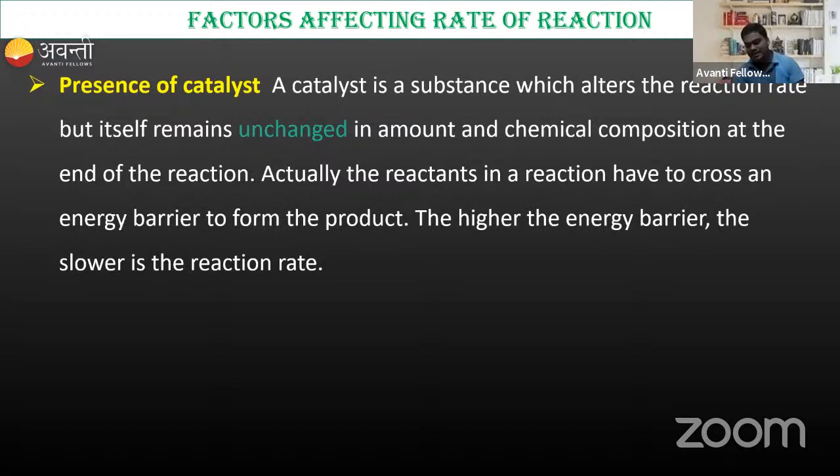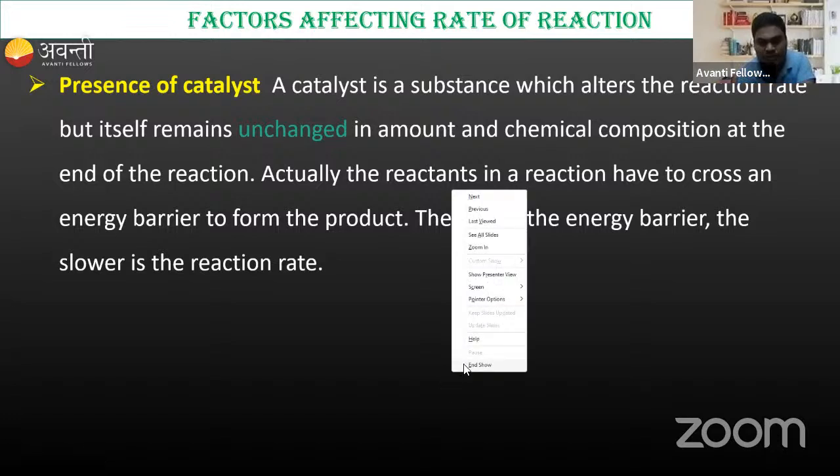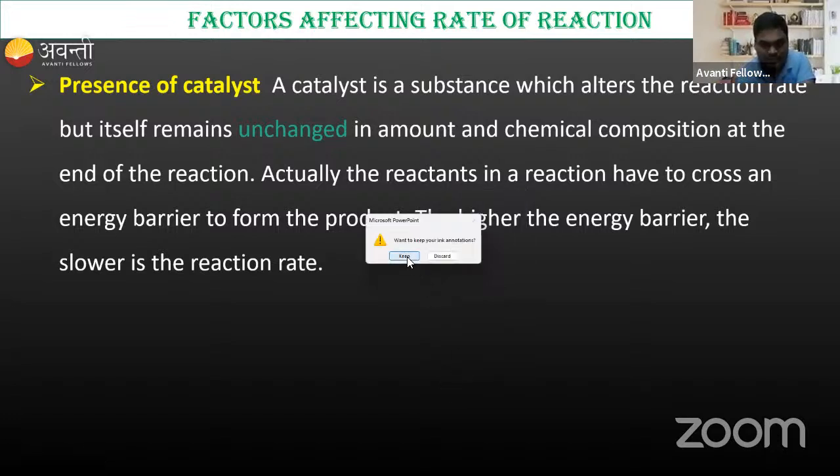That is the presence of a catalyst. The presence of a catalyst also plays a very important role. A catalyst is a substance which alters the reaction rate, but itself remains unchanged in amount and chemical composition at the end of the reaction. Actually, the reactants in a reaction have to cross an energy barrier to form product, and the higher the energy barrier, the slower is the rate of reaction. So we can represent it like this.